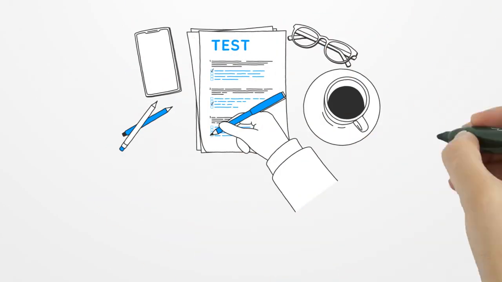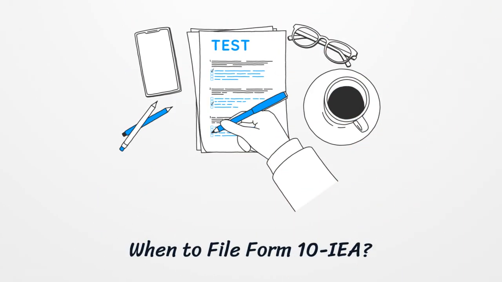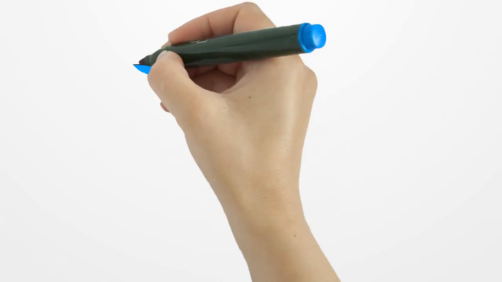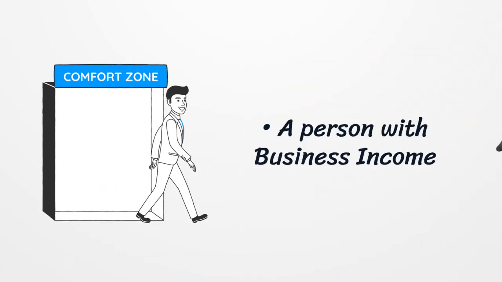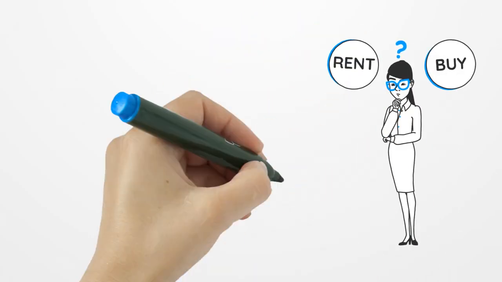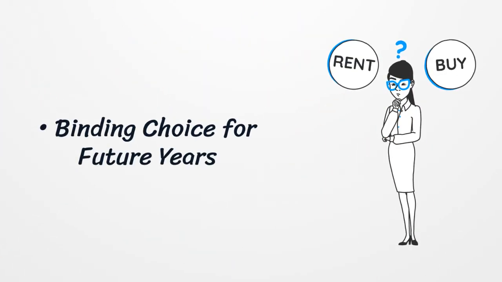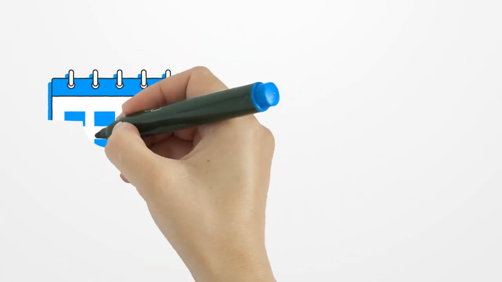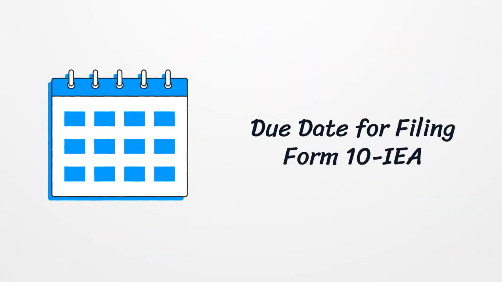When is Form 10-IEA required to be filed? A person with business or professional income wants to opt out of the new default tax regime and go back to the old regime. Once opted out, this choice remains binding for future years unless withdrawn. Withdrawal is allowed only once.